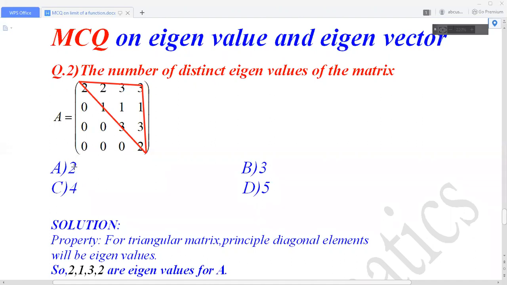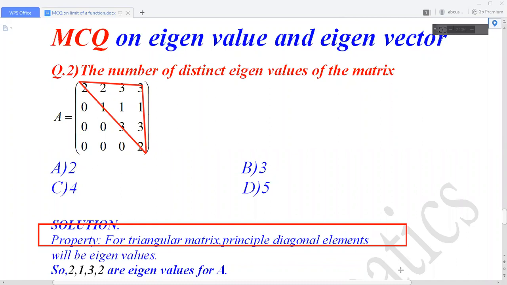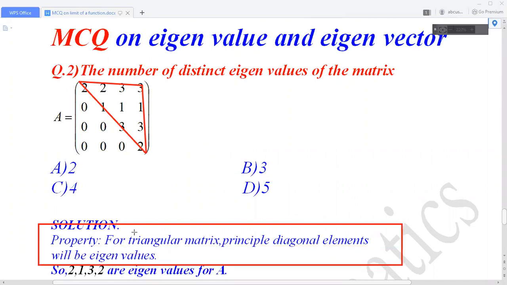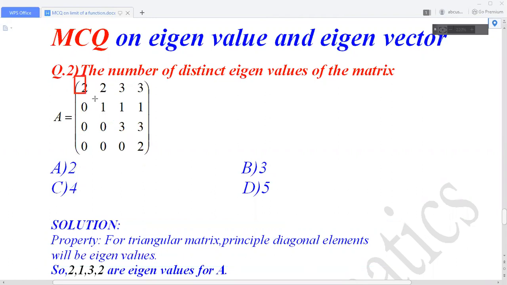And we have one very important property there. Here is the property for the triangular matrix. For any triangular matrix, either upper triangular or lower triangular, the elements situated in the principal diagonal will be the eigenvalues. In this matrix the elements in the principal diagonal are: one element is 2, next one is 1, and next one is 3. These are the elements in the main diagonal, so these elements will be the eigenvalues for this matrix A.